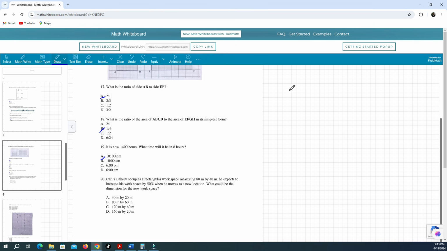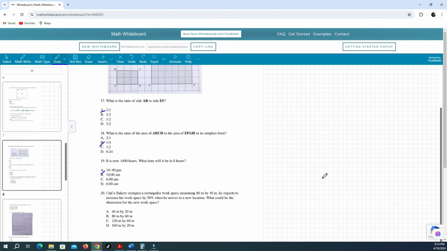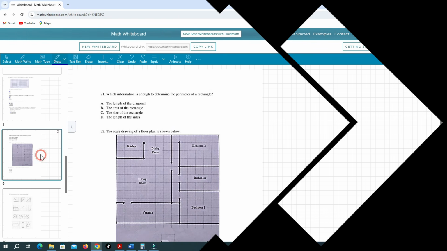4 8 32, so that would be 320, right? 320. And if he's to move another 50% space, it can go to 80 by 60, right? 80 by 60 would be the answer. Before I even work it out, I can see that it's 80 by 60. So I would definitely choose 80 by 60 for this one. All right, let's move forward.